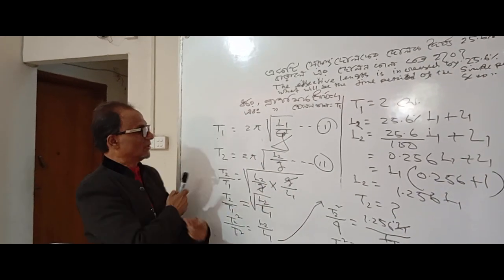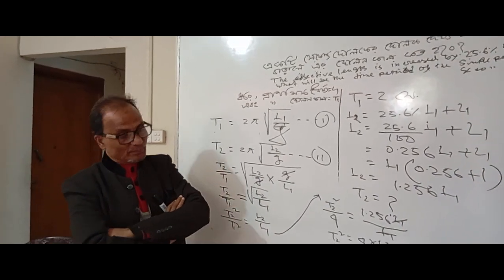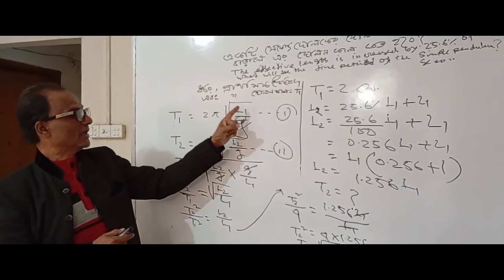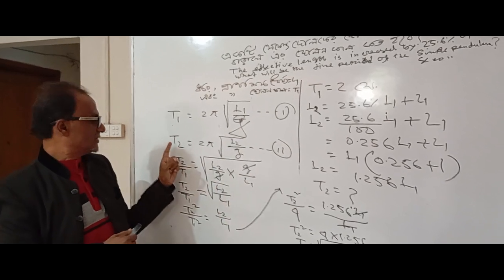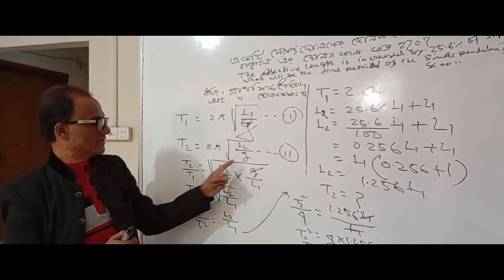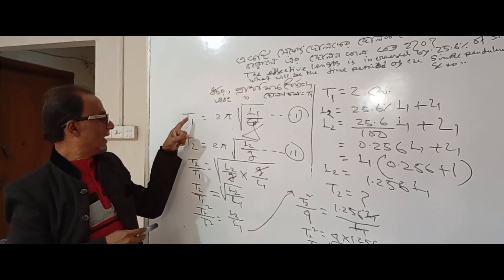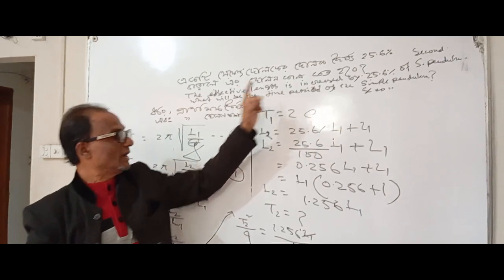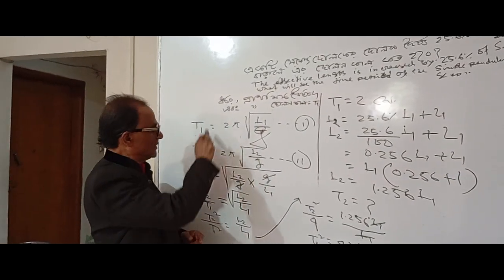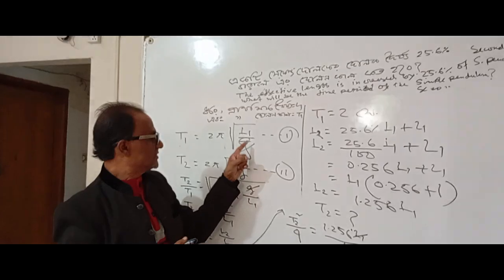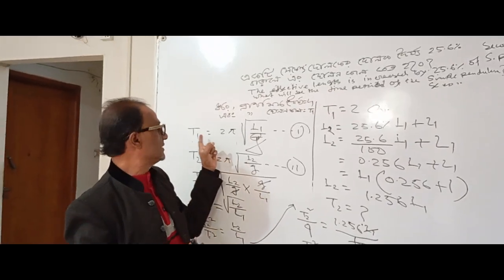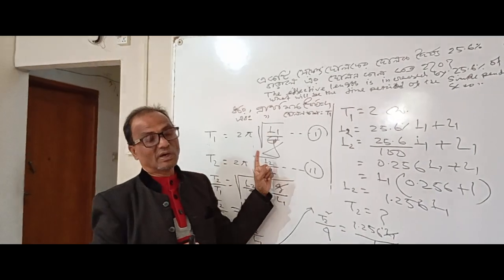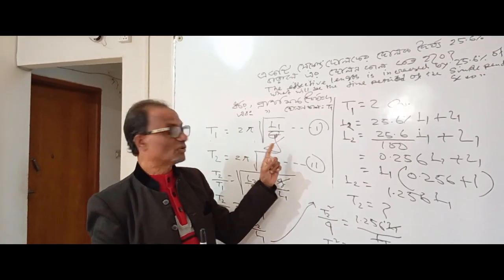We know the equation of the simple pendulum: T equals 2 pi root of L1 by G, and T2 equals 2 pi root of L2 by G. Why should we take T1 and T2? Because the time period will be different. So T1 and T2 have been taken. G is constant because when the time period varies with the length, the acceleration due to gravity will be constant.